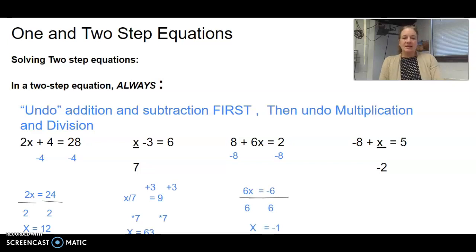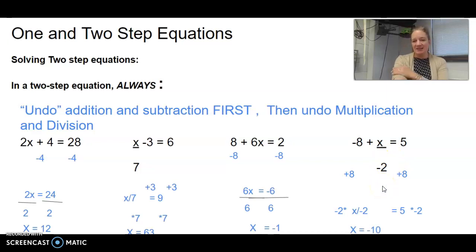Okay? So in this next one, I have negative 8 plus x divided by negative 2 equals 5. I'm going to undo my addition and subtraction first. I have that negative 8 by itself. It's not touching the x at all. That's the easiest one to get rid of. A negative 8, that's like a minus, so I'm going to add 8 to both sides. So now I've got x divided by negative 2 equals 5. So I'm going to multiply on both sides by negative 2. Because remember, this is a negative. Oh, where's my cursor? Oh my goodness, there it is. Negative 2 is right here. So I want to make that go away. So now I've got x equals negative 10.